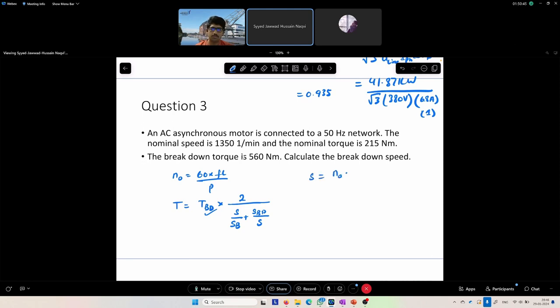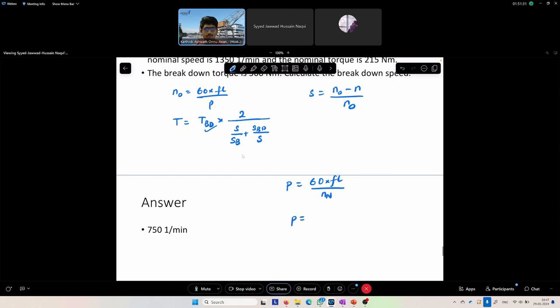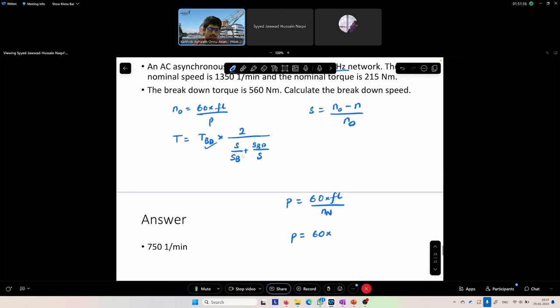And slip is unknown. The poles are not given, but pole pair you can find out, just like we did before. Here, of course, it's two pole pairs. It's almost 1500, so it's definitely two pole pairs. You will get 2.1 or 2.08, something like that, and then you approximate it as two.